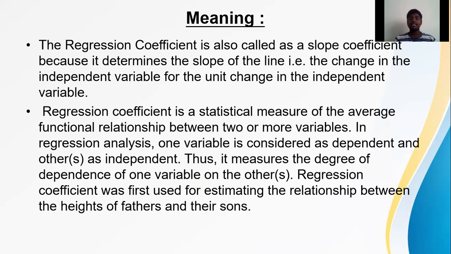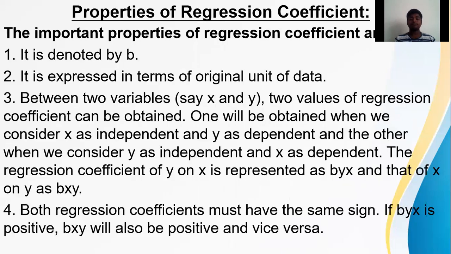Regression coefficient is a statistical measure of average functional relationship between two or more variables. In regression analysis, one variable is considered as dependent and the other is independent. Thus, it measures the degree of dependence of one variable on the other. The regression coefficient was first used for estimating the relationship between the heights of fathers and their sons. Here we can see the properties of regression coefficient.